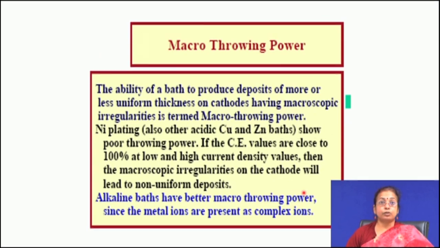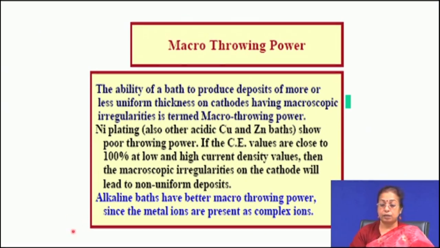Now, last one is macro throwing power. So, it is nothing but the ability of a bath to produce deposits of more or less uniform thickness over macroscopic irregularities, is termed as macro throwing power. It is very important term actually. So, the higher is the macro throwing power, naturally the more uniform will be the deposited layer. So, macro throwing power is very important.